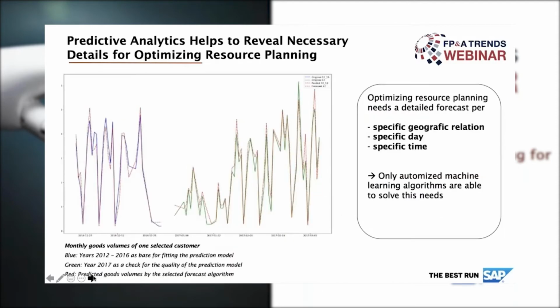So what we have to do in our forecast processes is be much more detailed. So we need forecasts for specific geographic relations, for specific days, for specific times. And on the left side, you see monthly shipments of one of our customers. And the red line, for example, is a fitted machine learning model that estimates these shipments. Not that bad. And if you think of having a forecast for each relation, you can imagine that it's not possible by hand or by Excel.